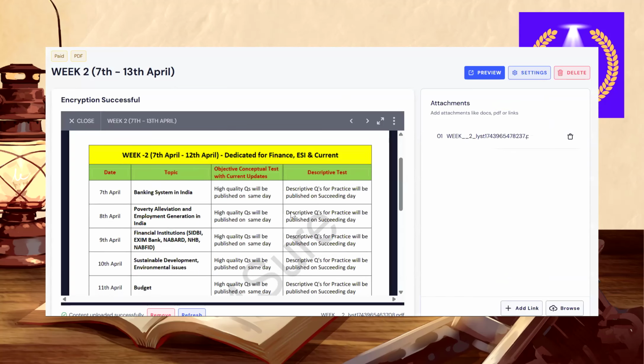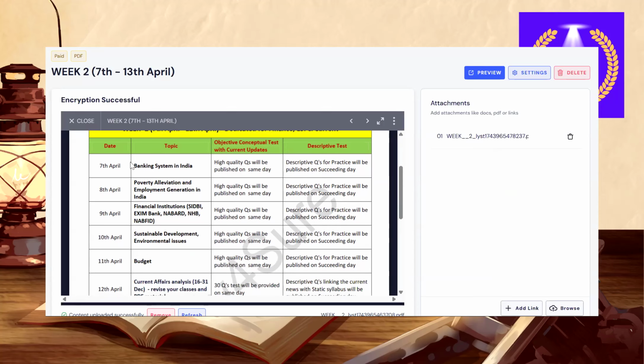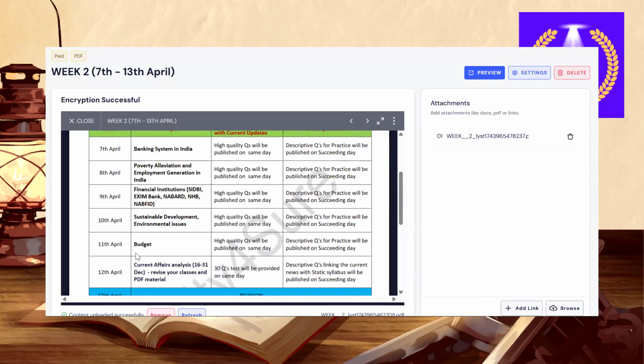All right, those who are enrolled in our courses get a good amount of questions on a daily basis, for objective as well as subjective, on the succeeding day, and this is the day to complete this portion. On 7th April, it is allocated for the banking system in India. 9th April for financial institutions. 11th for the budget. Then Saturday is for current affairs, week-wise current affairs. All right. And then we provide them good quality questions and descriptive questions as well. All right.